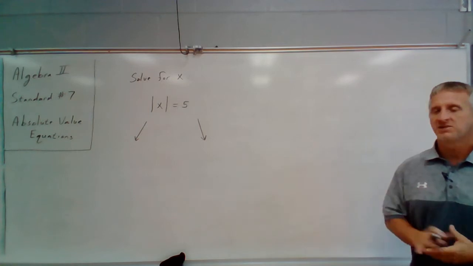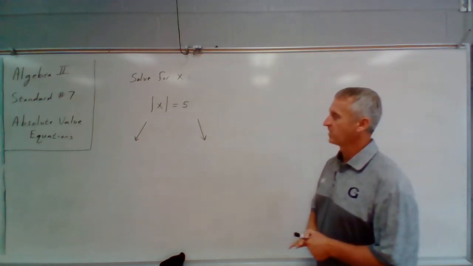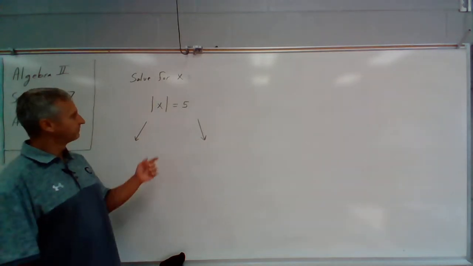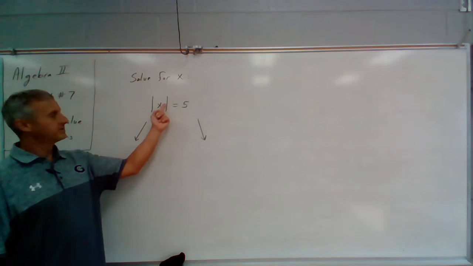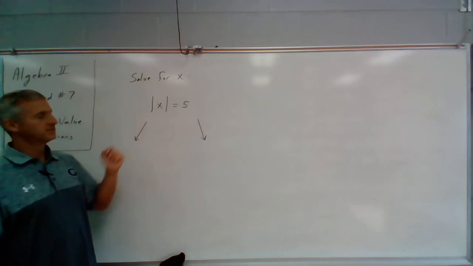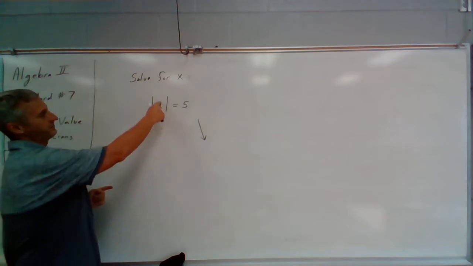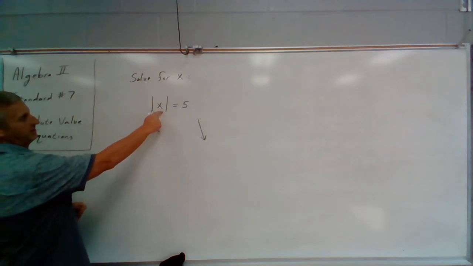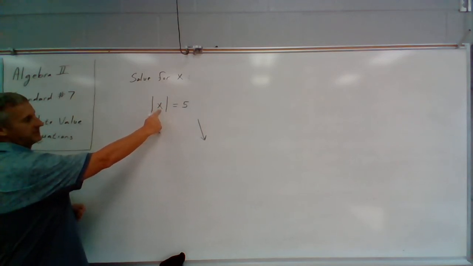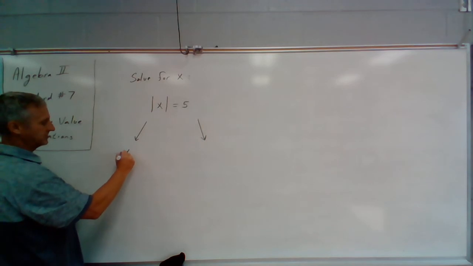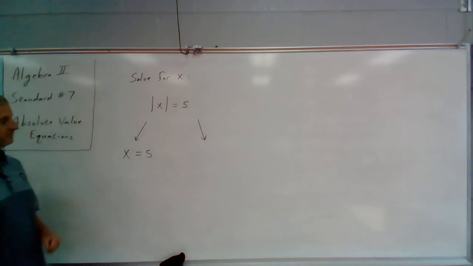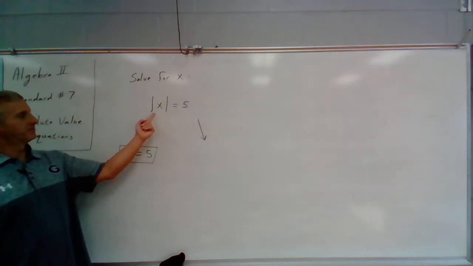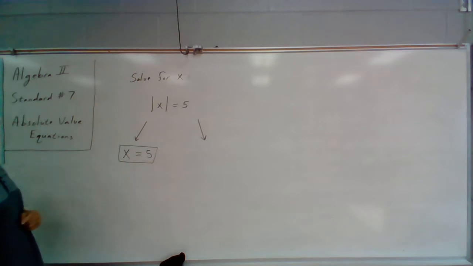All right, let's solve some simple absolute value equations. I want to solve this equation for x. You have two possibilities. One possibility is that everything inside of this absolute value, this x, is a positive number. If this is positive, then by the definition I gave you a few minutes ago, it stays the same. So we'll just have x equals 5. That's one solution. If I plug 5 in for x, the absolute value of 5 is 5. That's true, so that's a solution.